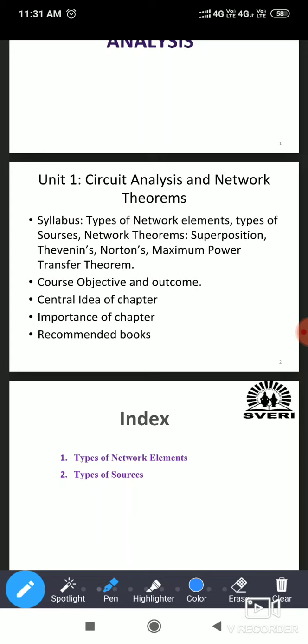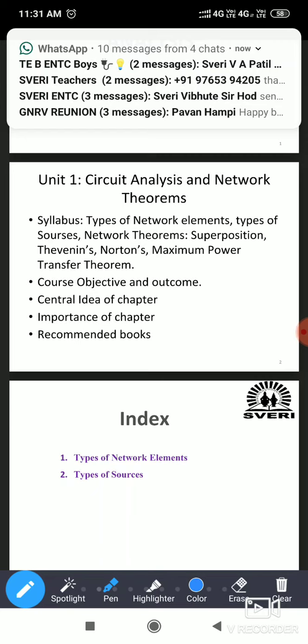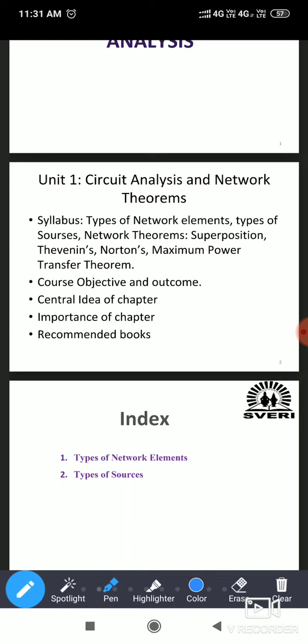The next point will be the importance of the chapter. Why is this chapter important? If you know the theorems and the circuit analysis methods, you can easily analyze the circuit parameters. For designing a particular project, suppose you need the voltage across this resistor to be this much and the current passing through a particular element to be this much. In that case, you have to analyze the circuit. To analyze the circuit, you must know some techniques. Those techniques are nothing but circuit analysis and network theorems. Do you understand? By using these theorems, you can find out parameters like voltage and current.